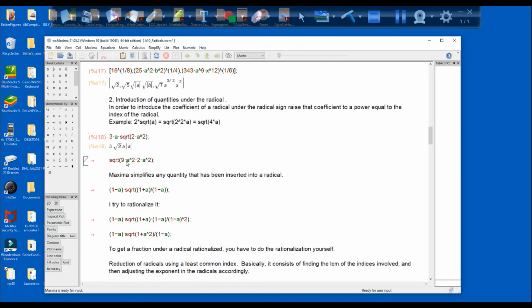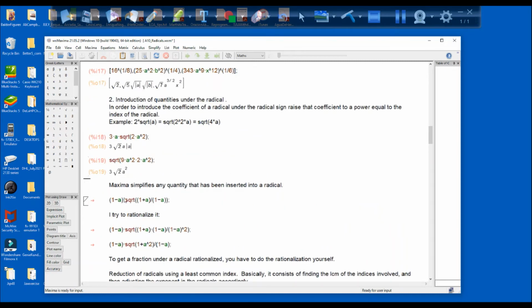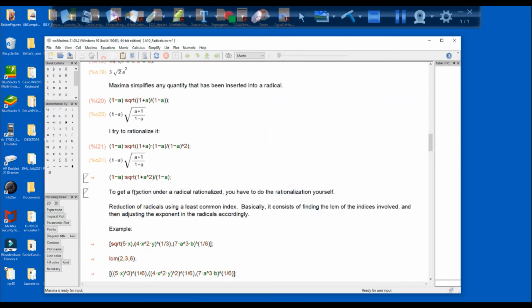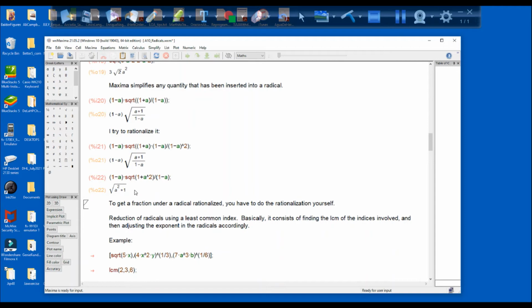3a square root of 2a squared. I try to simplify quantities within radicals. If I try to rationalize, I don't get anything in Maxima. What happened in here is that in the olden days, we tried to rationalize denominators to be able to manipulate it. But in software like Maxima, that is no longer a problem. Even if you have radicals in the denominator, when you're combining an operation, they will be taken care of by the software. Here you have some examples.